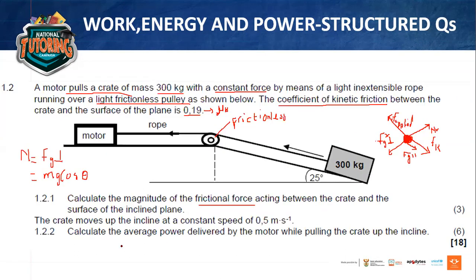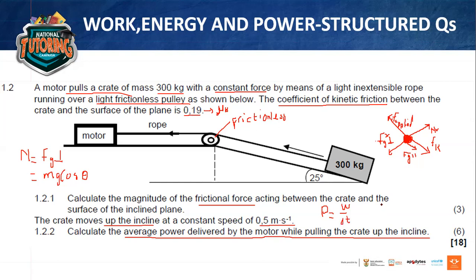Now they tell us the crate moves up the incline, hence the frictional force is acting down, at a constant speed of 0.5 meters per second. And we must calculate the average power delivered by the motor while pulling the crate up the incline. Now, we have two formulas to calculate power. We have the formula power is W over delta T.